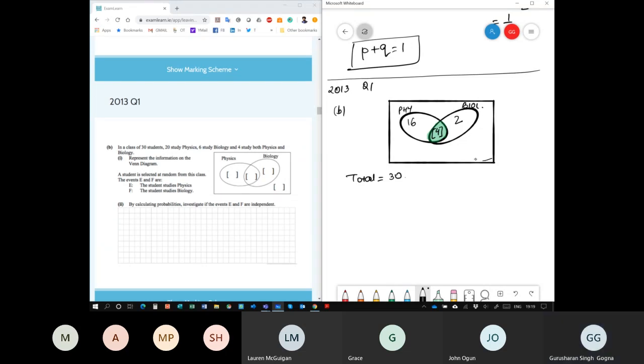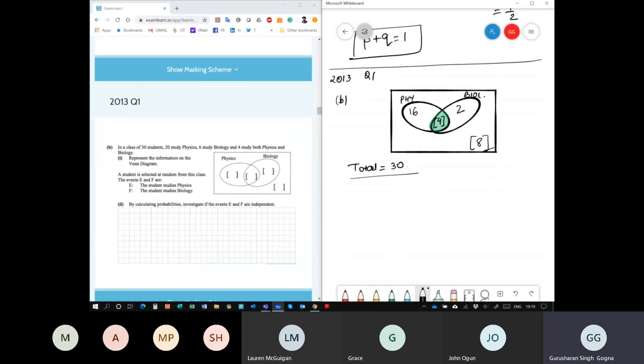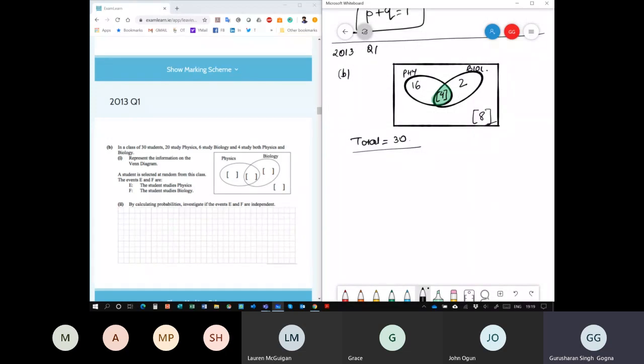Now we also want to find out if there are any students outside the physics and biology regions, who do not study physics or biology. So how will you do that? 16 plus 4, 20, 20 plus 2, 22. So this is 22, but the total should be 30. So how many remaining? 8. So you need to put 8 students here. This is how you write down the information in the Venn diagram. So that's the first part of this question.